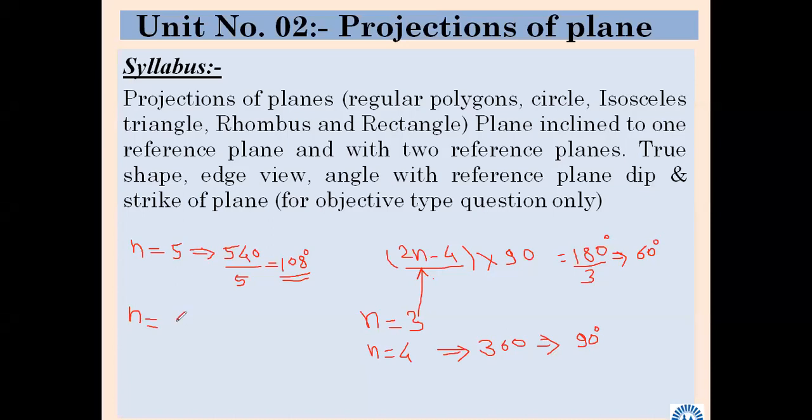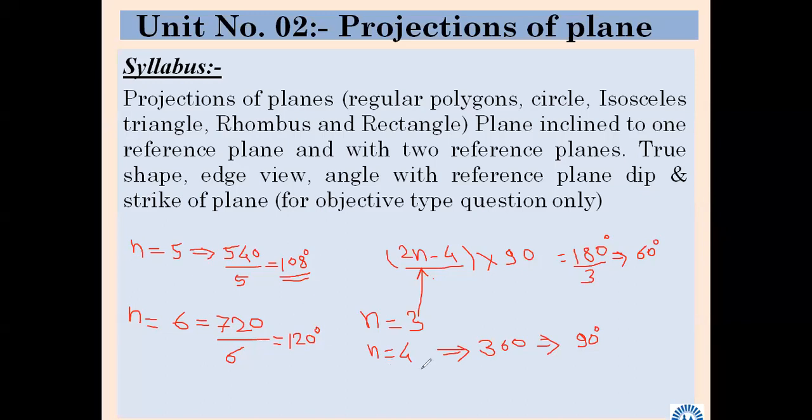6. What is the name of the geometry if we put n equal to 6? Hexagon. What is the total sum if we put it in the formula (2n minus 4) into 90? 6 into 2 minus 4, that is 720. How many total internal angles does it have? 6. So each is 120. So this is most important.